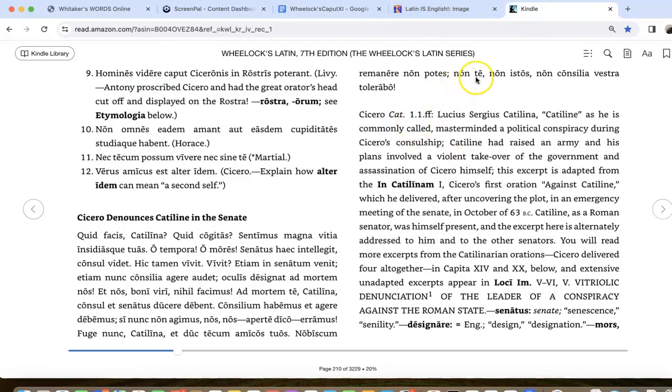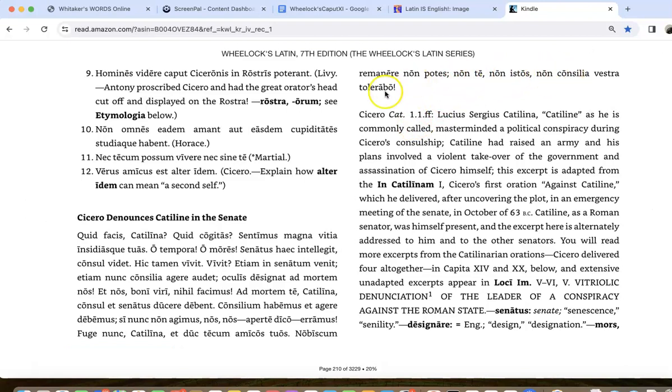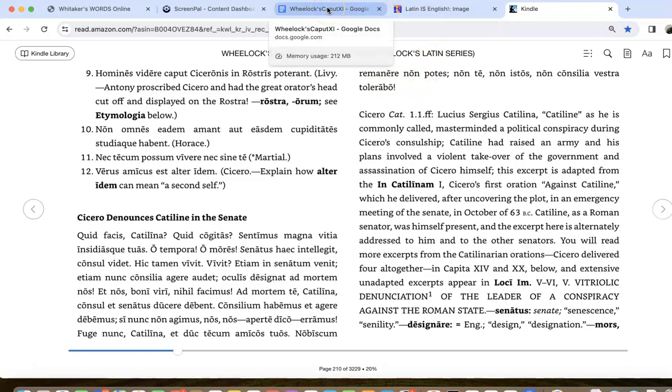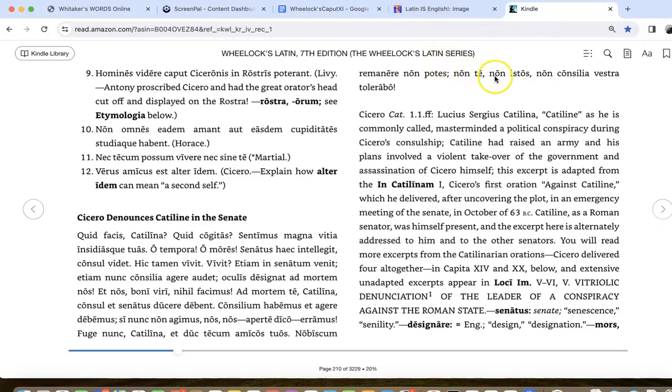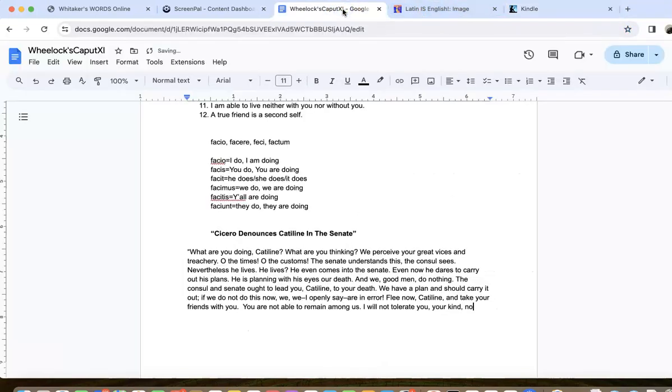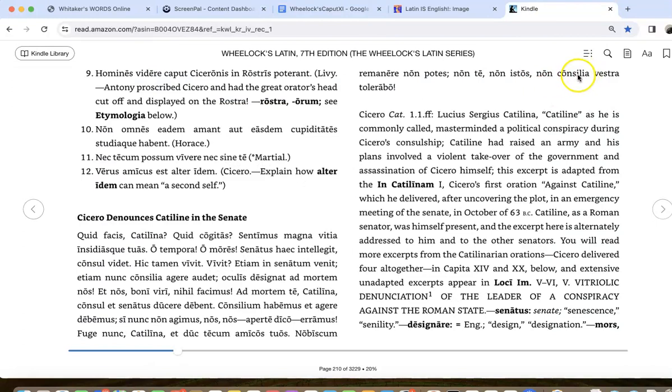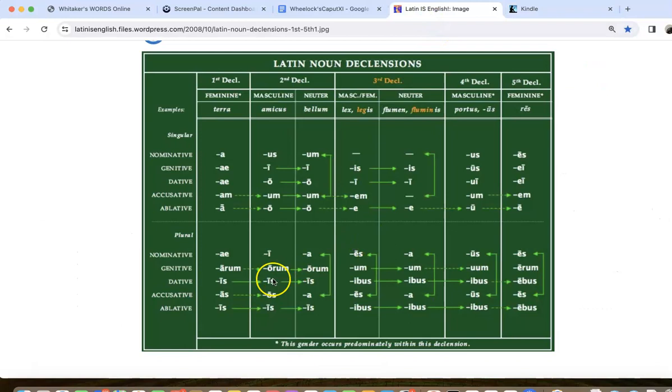And not you, not your kind, not your plans, I will tolerate. So Latin likes to put the verb at the end, so maybe I'll start with this first. I will not tolerate you, not your kind, not your plans. So vestra means yours. Not your plans. Because once again, this is second declension accusative plural ending in -a, as you can see, because it's a neuter noun, concilium.